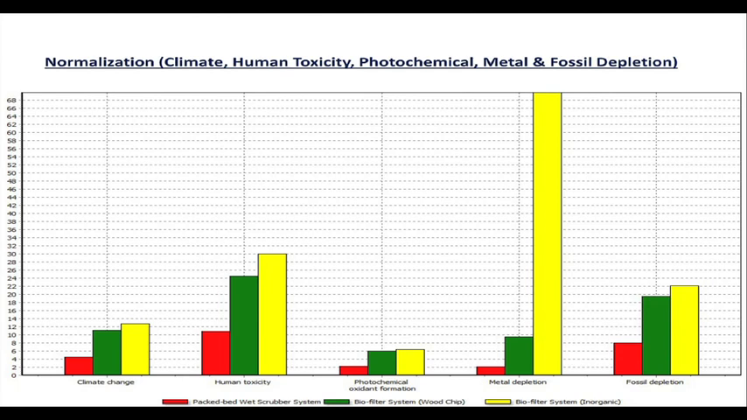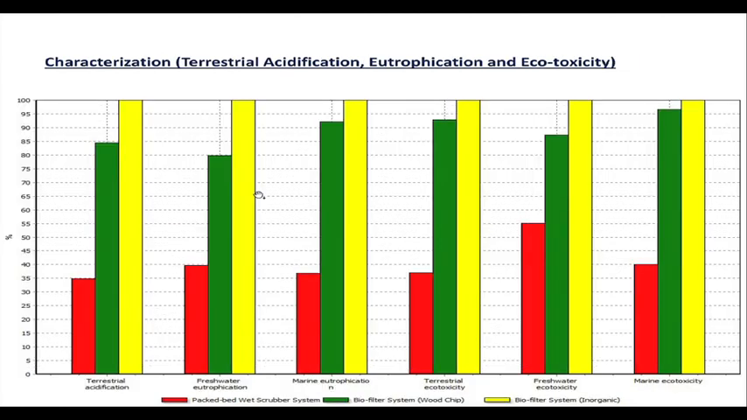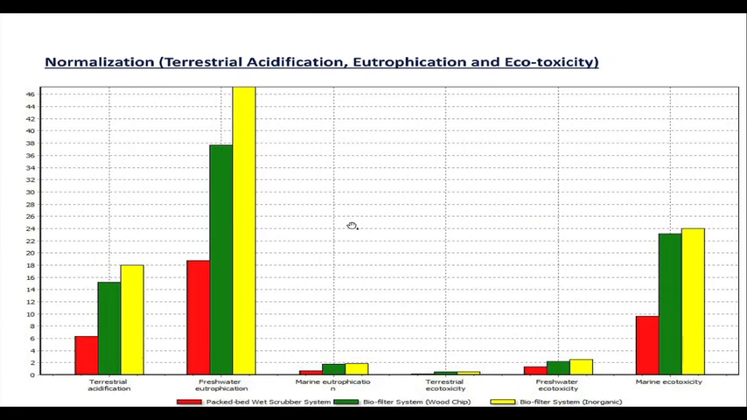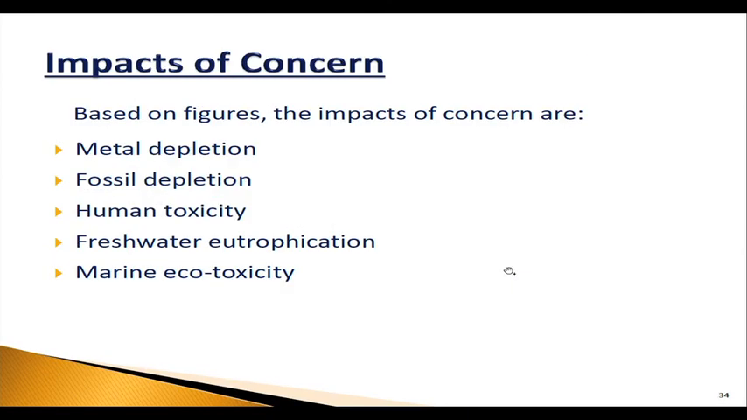In terms of the photochemical oxidation formation, both the biofilters are showing similar impact. Other categories: terrestrial acidification, eutrophication, ecotoxicity. Again, you can have similar graphs showing up in terms of the different impact categories. Again, if you put it in actual values, you see the different impacts showing up. What it shows is freshwater eutrophication, you see more impact; acidification, you see more impact; eutrophication, terrestrial ecotoxicity, the impact is much less. Marine ecotoxicity, you see higher impact.